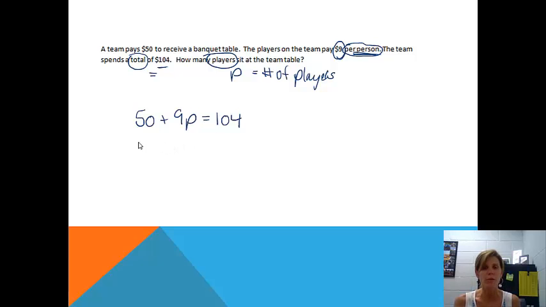I will now solve for P. So we'll subtract 50 from both sides. I'll get 9P equals, those will be gone, 104 minus 50 is 54. Then we'll divide both sides by 9. I'll get P is equal to 6.